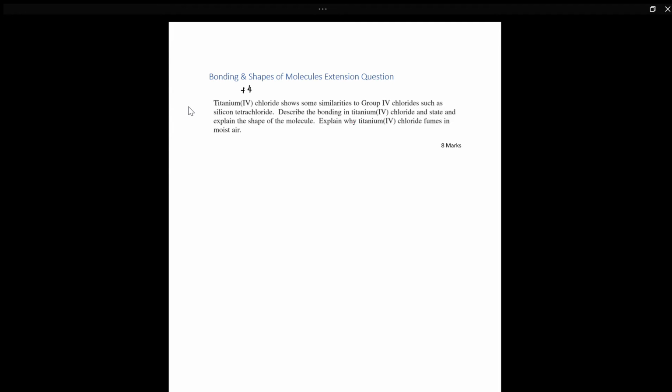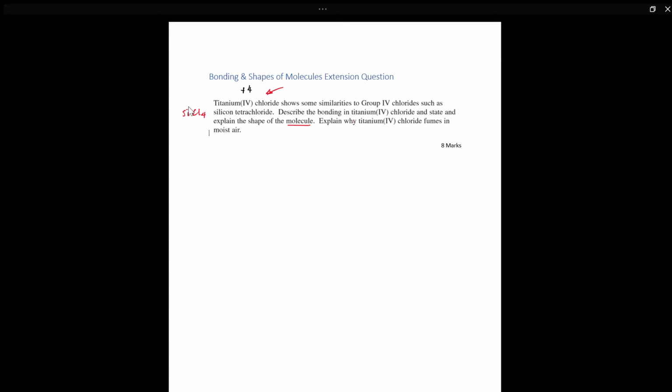It shows similarities to group 4 chlorides such as silicon tetrachloride, which you might know has a formula such as that. And we need to describe the bonding in our titanium chloride and state and explain the shape of the molecule. So it implies that our titanium chloride is a molecule. You might think it would be ionic because titanium is a metal and chlorine is a non-metal, but no, quite often you get molecules in this situation. That's what we've got here.